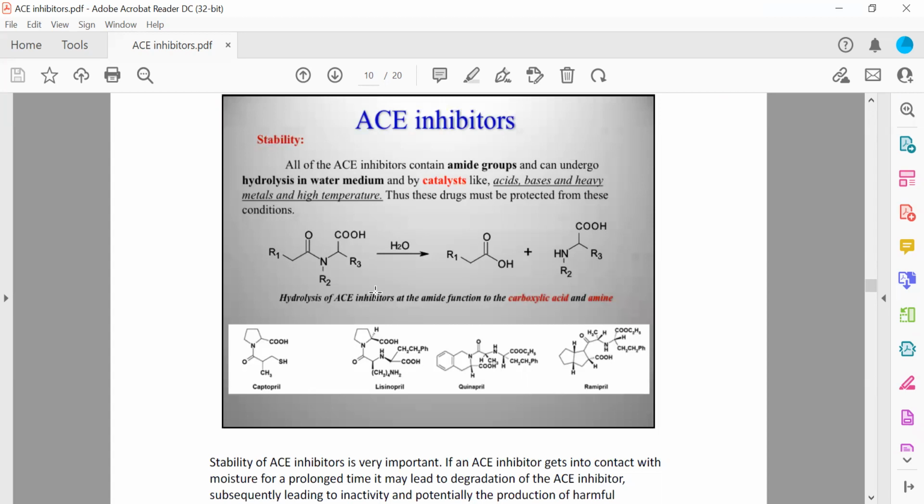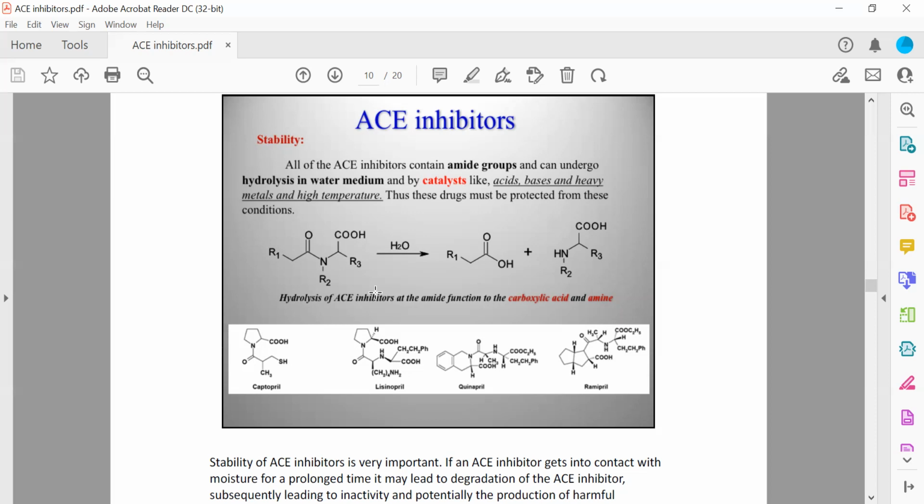Then the ACE inhibitors are also not very stable. They have stability issues. They may undergo hydrolysis when they get into contact with water. And a lot of times this hydrolysis becomes more rapid when it's also exposed to acids, bases, heavy metals, and high temperatures. So that's why whenever you see an ACE inhibitor, if you dispense it in a pharmacy, if you look at its packaging, if you look at its labels, its PIL and PI, you will see that there's always a statement: store away in a cool, dry place away from direct sunlight.